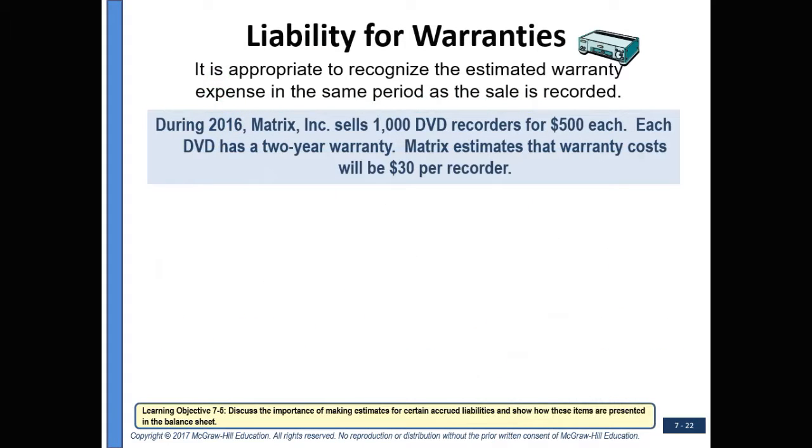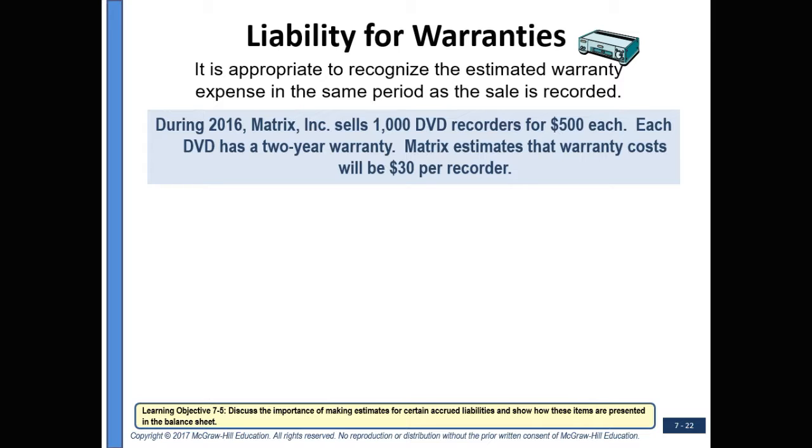Now, amongst other liabilities that might occur is liabilities for warranties. Companies often provide a warranty for the products that they sell. It's appropriate to recognize the estimated warranty expense in the same period as the sale that is recorded. So during 2016, Matrix Incorporated sells 1,000 DVD recorders for $500 each. Each DVD has a 2-year warranty. Matrix estimates that warranty costs will be $30 per recorder.